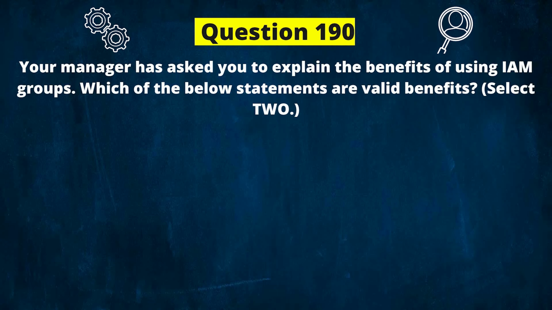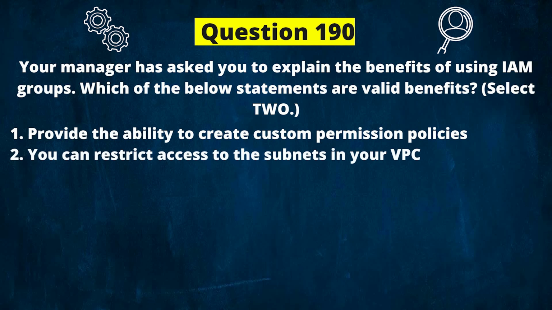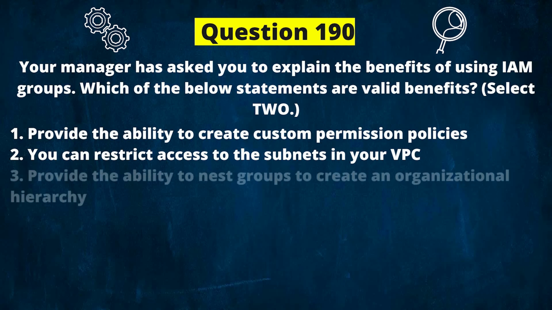Next question. Your manager has asked you to explain the benefits of using IAM groups. Which of the following statements are valid benefits? Select two options. Now the options are: Option 1. Provide the ability to create custom permission policies. Option 2. You can restrict access to the subnets in your VPC. Option 3.